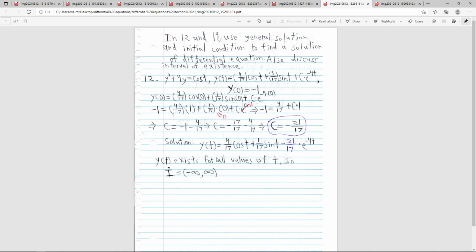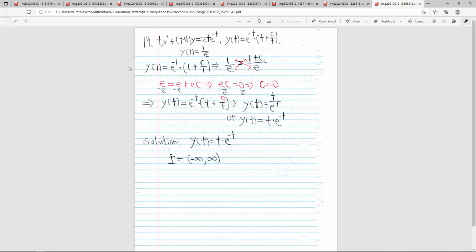You'll usually have to solve the differential equation first, but this time they give you the solution, so you can find the exact one. So we just plug in negative 21/17 for c in this expression for y at t. And y at t exists for all values of t, so the interval of existence is negative infinity to infinity. Make sure you use parentheses and not brackets.